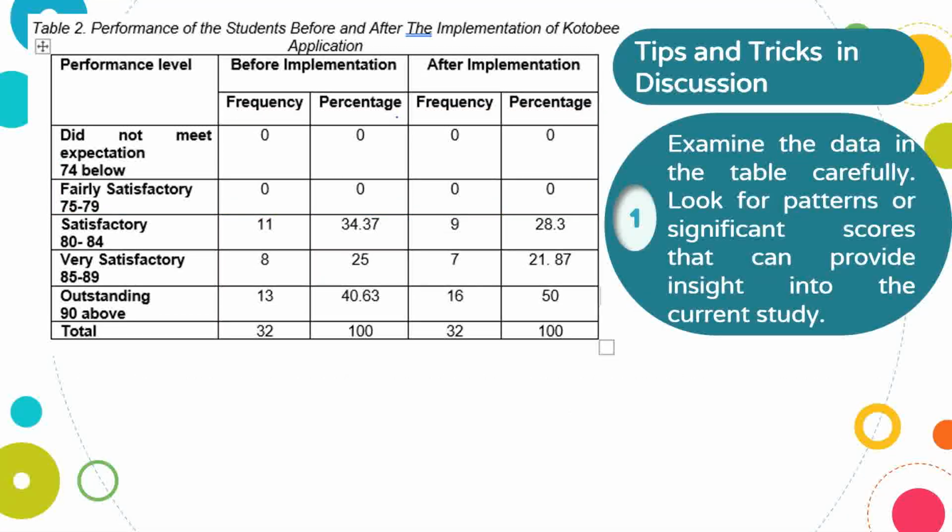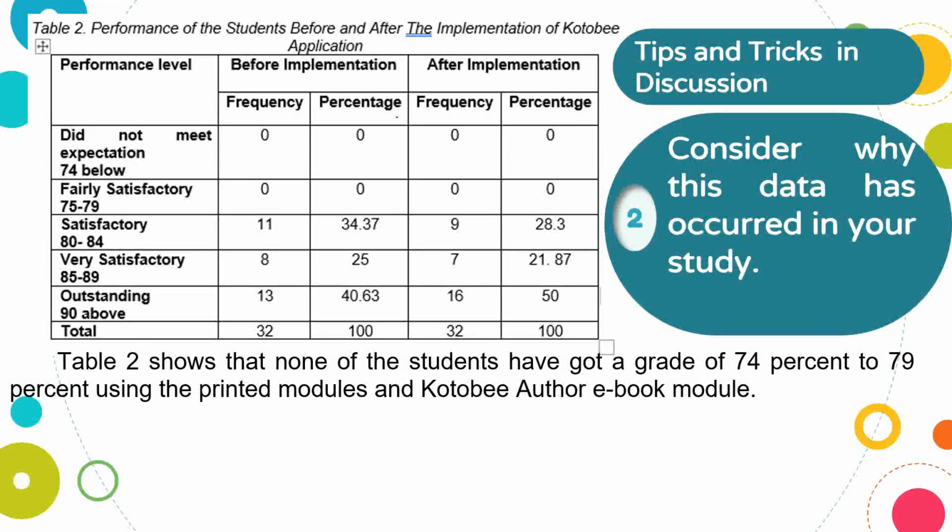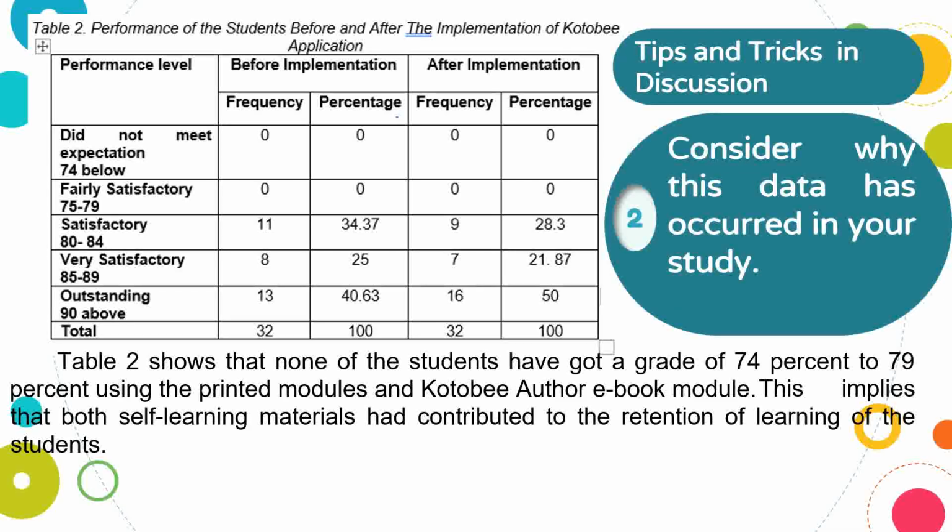After highlighting the result that no one got the grades from 74 to 79, what might be the reason for these findings? To find the reason requires the researcher to think deeper and analyze critically. In this example, this implies that both self-learning modules had contributed to the retention of learning of the students.